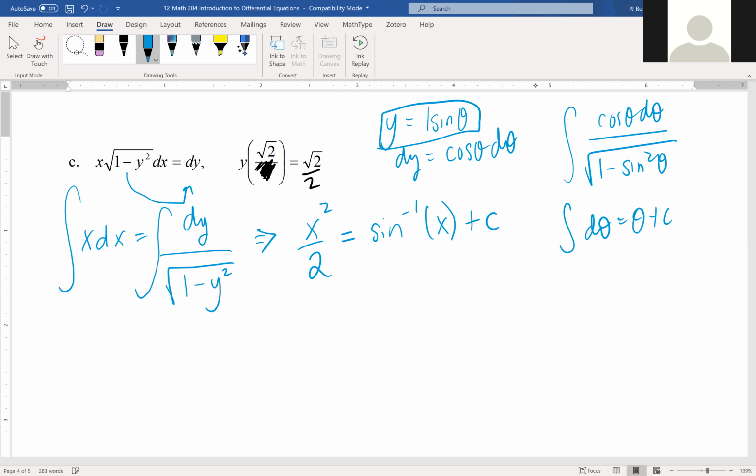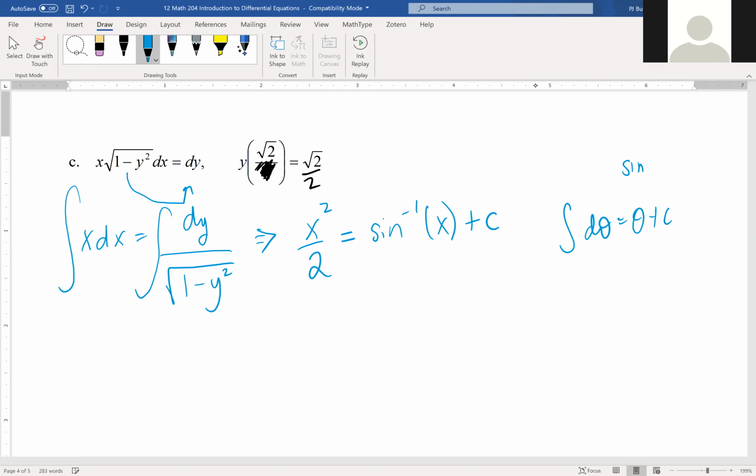Use this to solve for theta. So yeah, inverse sine. So yes, it is a trig sub, but it's super easy. Takes 2 seconds to do it. So x squared over 2 is equal to arc sine y plus c.